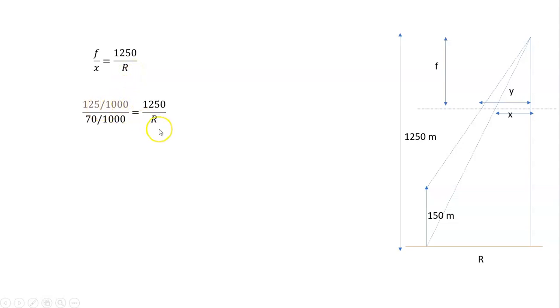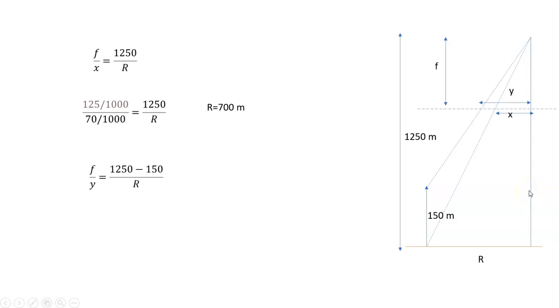Now, except r, everything else is known to us. So f is 125 divided by 1000, as millimeters are converted into meters. 70 millimeters is again converted to meters. 1250 is already in meters, divided by r. Upon simplification, the value of r would be 700 meters. Now r is known to us, so this is that r, and fortunately this top radial distance is also r.